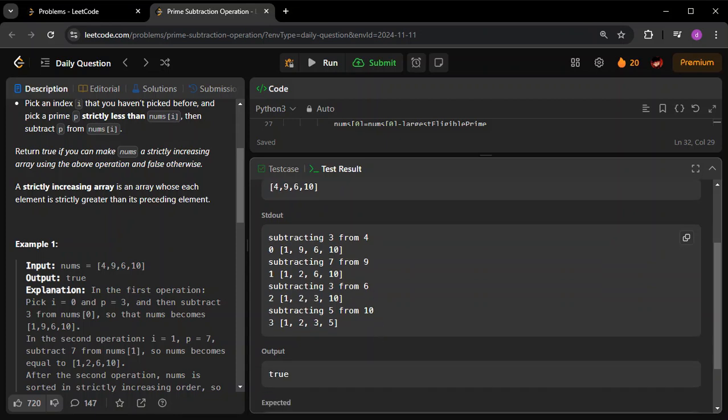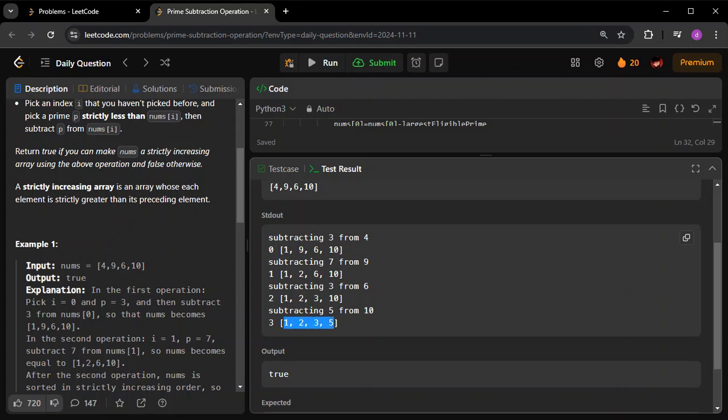Next 10 is there. So I will subtract the previous element from 10. 10 minus 3 is 7. So what is the biggest prime number less than 7? Remember, 7 is also prime, but I want a prime number less than 7. The biggest prime number less than 7 is going to be 5. So I will subtract 5 from 10. What I'm going to get is 5 again. So till then it worked.